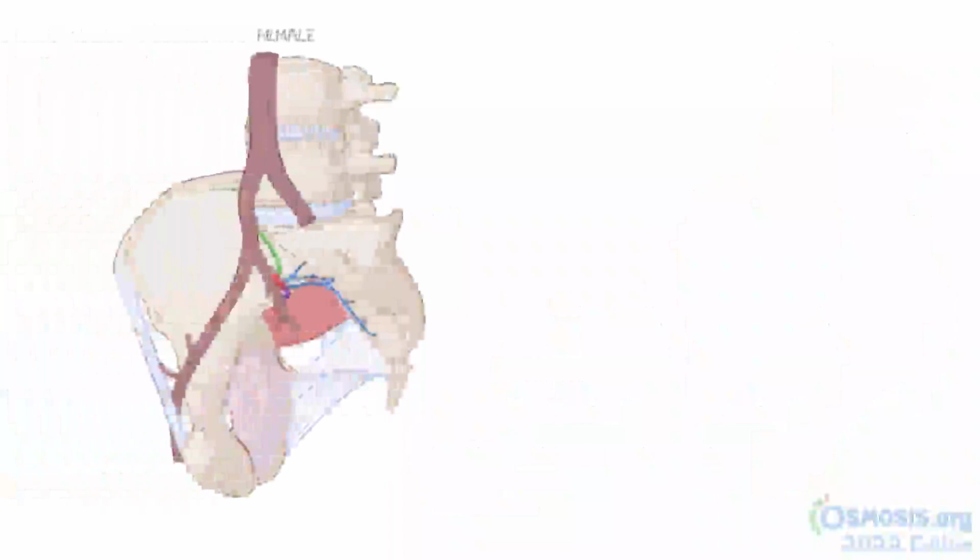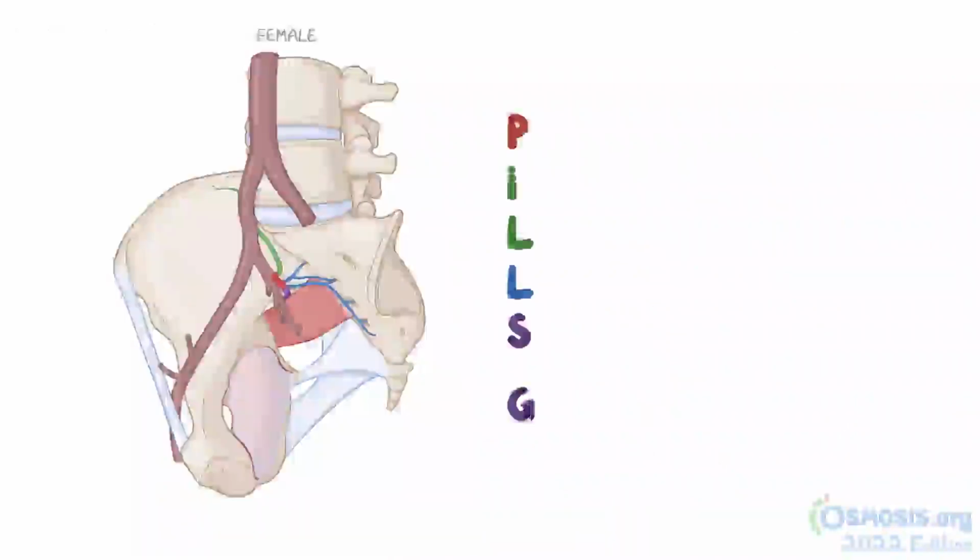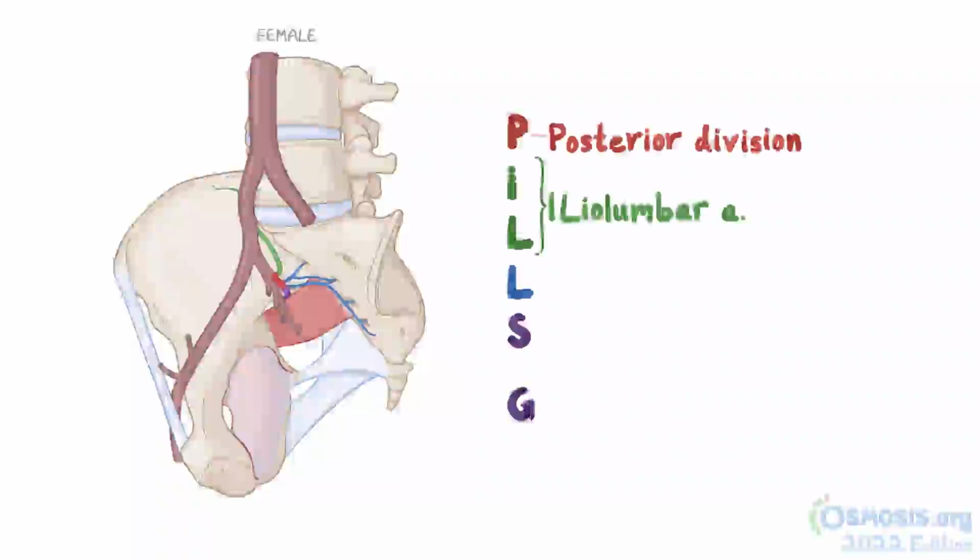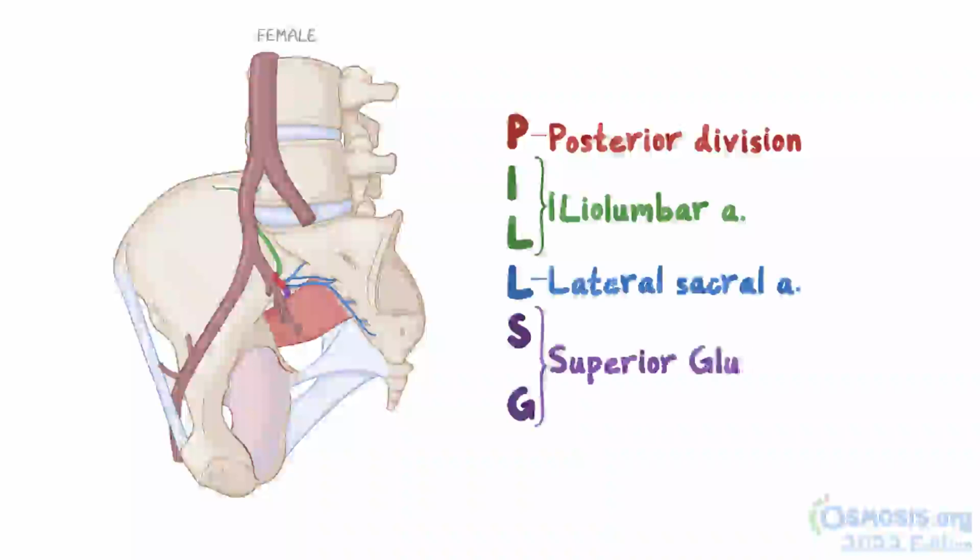Okay, so let's switch gears and talk about branches of the posterior division of the internal iliac artery. These branches can be remembered with the mnemonic PILS G. P means that this mnemonic is used to remember branches off the posterior division. IL is for the iliolumbar artery, L is for the lateral sacral artery, and SG is for the superior gluteal artery.